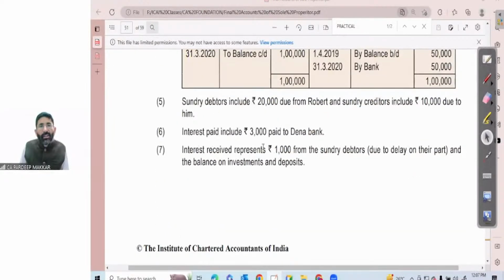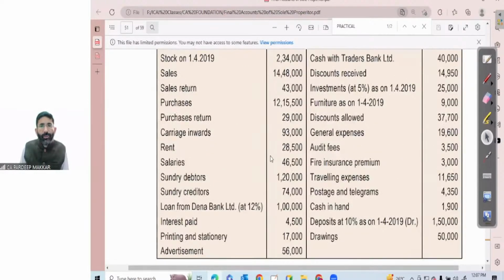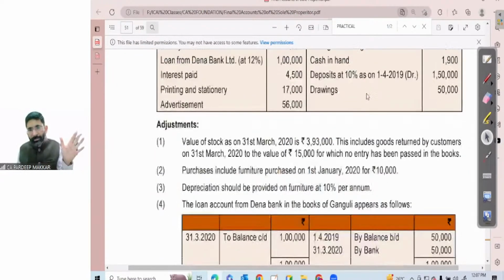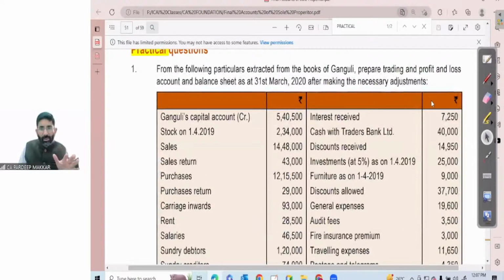He already mentioned that interest received represents 1/3 from the debtors. So when I saw that the interest received is given to me worth rupees 7250, I understood that this includes 1/3 from debtors, that is to be deducted. And then the balance, whatever is received, is on investments and deposits. So I understood that the 6,250 rupees came from deposits and investments. Now the investment is also given to me, and when I purchased it is also given, so I calculated how much interest I will get on 25,000 at 5%. If it were 1st June, I would calculate for 10 months, if 1st September, I would calculate for 7 months, so it depends. I have to calculate from 1st April to 31st March, so this should come to me.